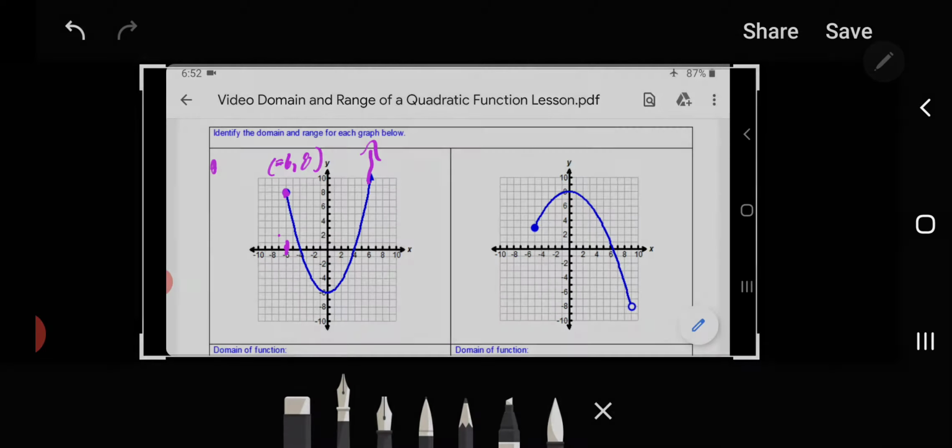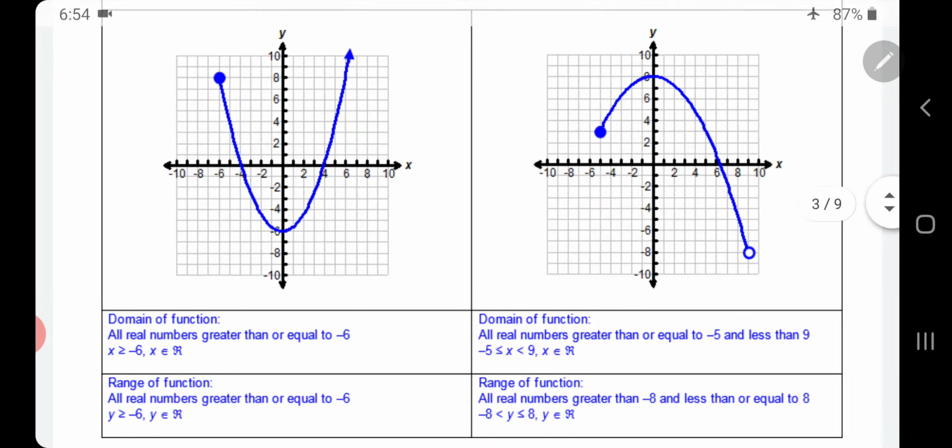So we can write it as x is greater than or equal to -6. And of course, x is an element of the real numbers. Once again, the verbal description is all real numbers greater than or equal to -6.